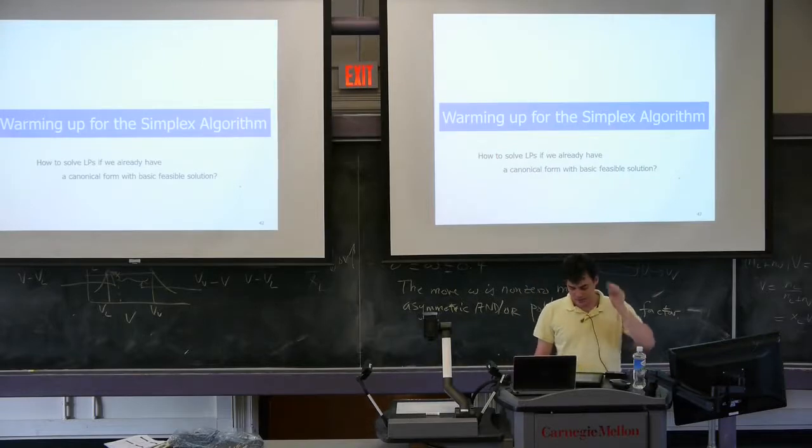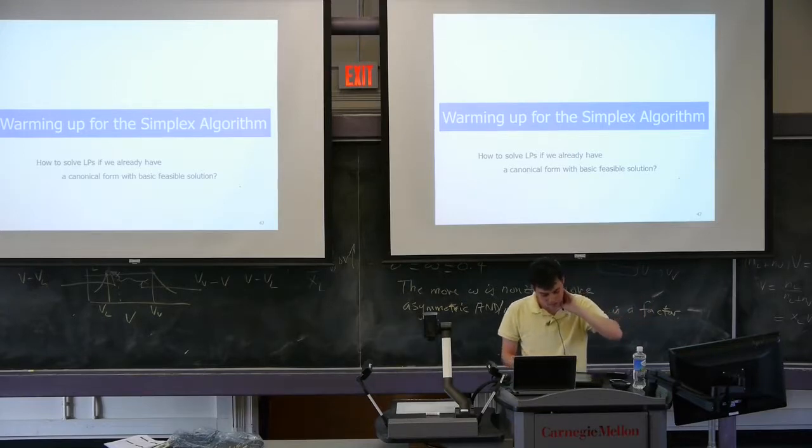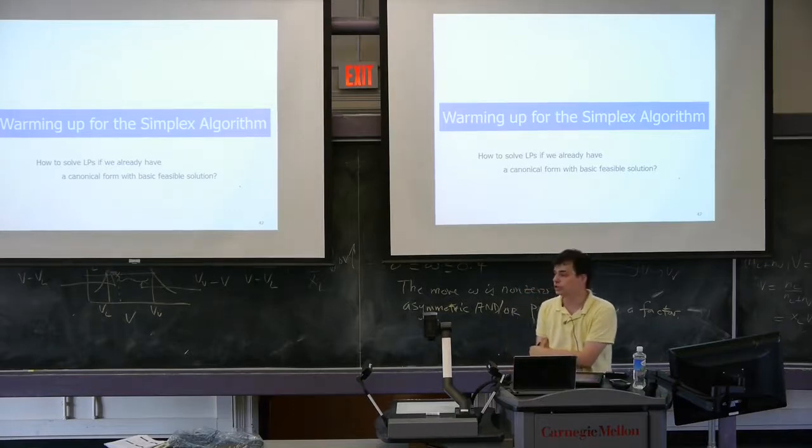Good. So after this, we can start discussing the simplex algorithm. The simplex algorithm has two phases. We will start with the second phase, which already assumes that you have a canonical form with a feasible solution, and you just want to get a minimum value for your cost function.